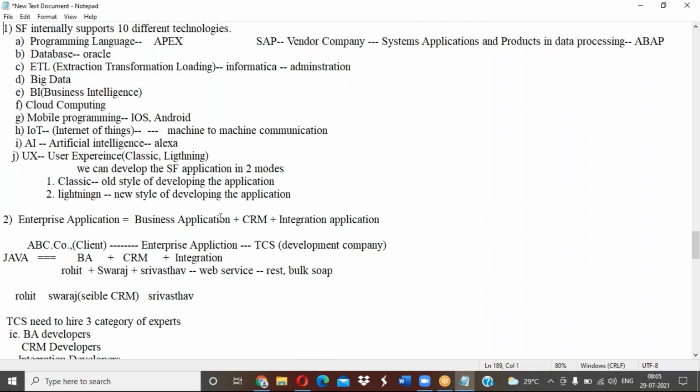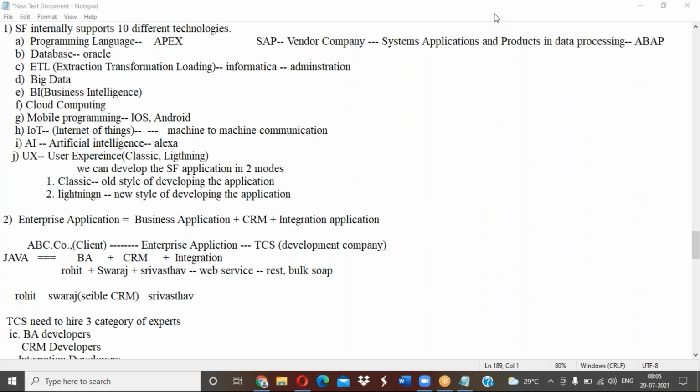With the graphical user interface, we use 40% of code, and with Apex we use 60% of code. If you are using Java and Python, we have to use 95% of code. Yes, excellent, Shafi. So which is better? Salesforce is better, yes or no? Yes, sir. Definitely Salesforce is better.